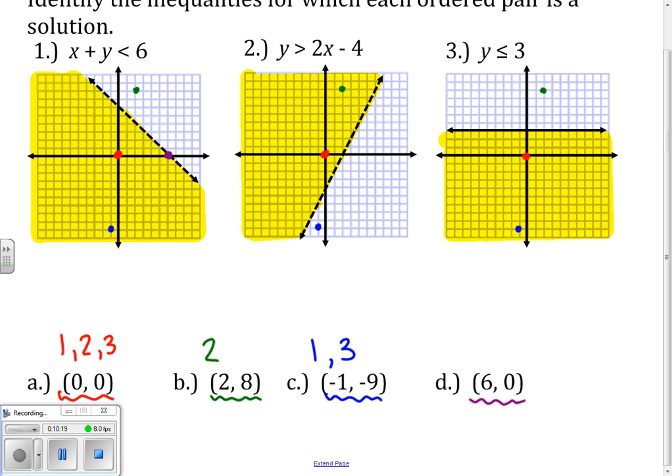If you look at number 2, 1, 2, 3, 4, 5, 6 is right there, also not a solution. And the third graph, 1, 2, 3, 4, 5, 6 is right there, that one is. An ordered pair is a solution to the system of inequalities if it's in the shaded region.